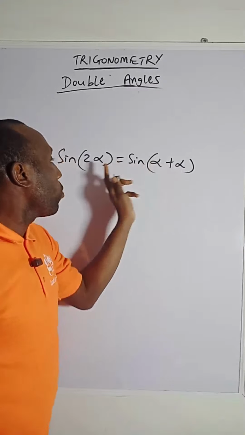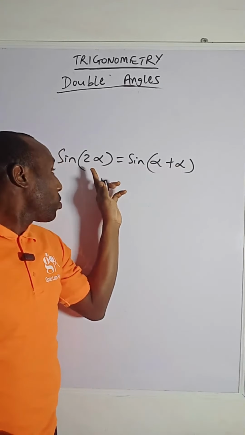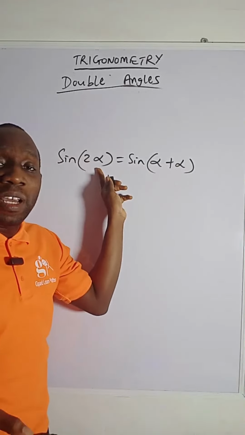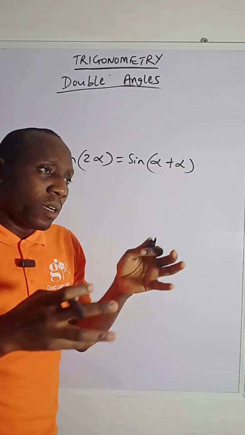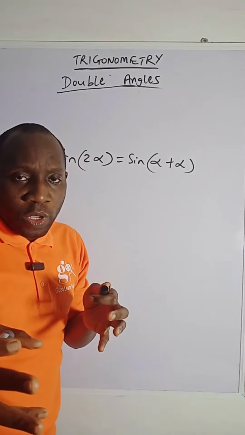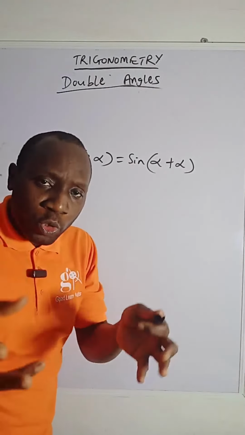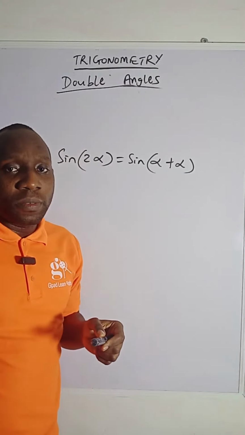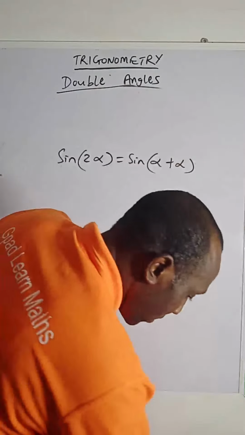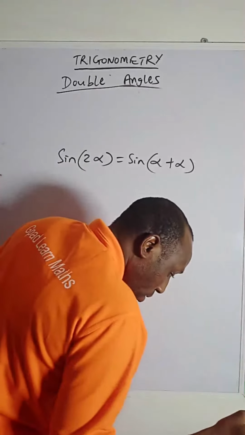Because alpha plus alpha will give you what? 2 alpha. So this is from double angles. When you have double angles like sine 2A or cos 2A or 2B, how would you do it? Still use the concept of compound angles. All right? That's it. So let's move on.